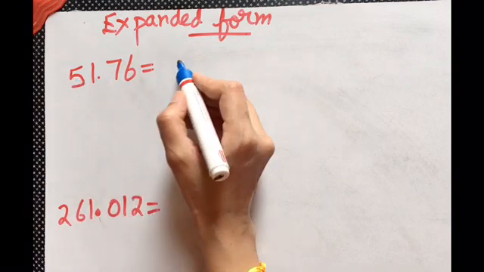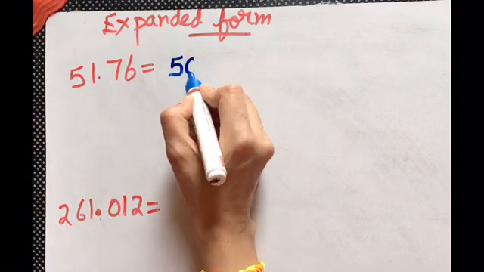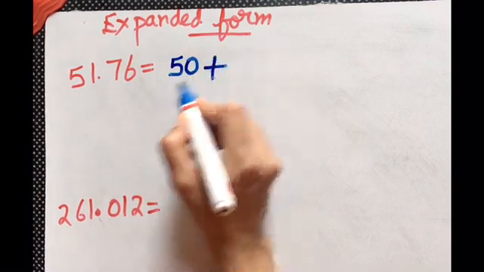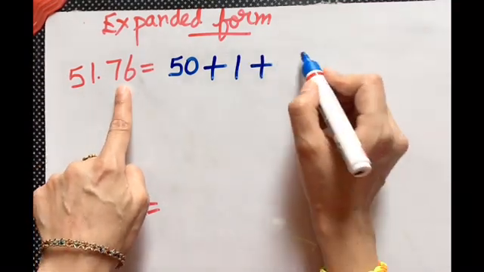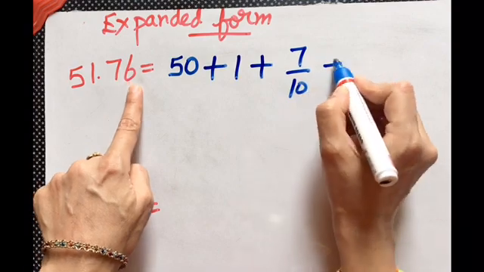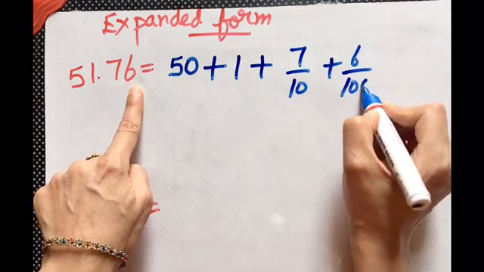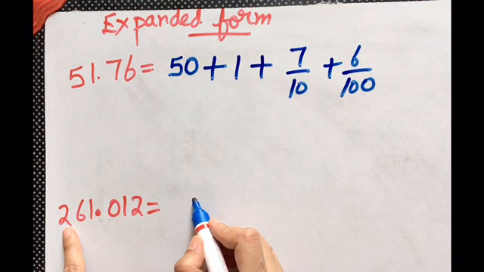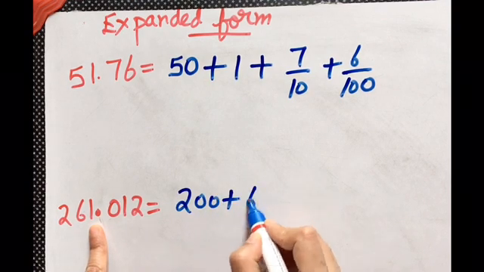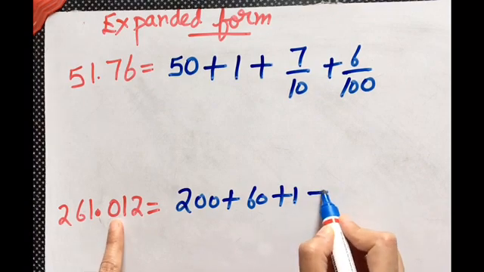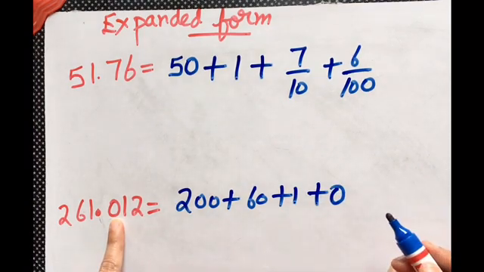Then in expanded form, how are you going to write it? As you know, expanded form is the sum of the place values of all the digits of that number. So it will be 50 plus 1 plus 7 upon 10 plus 6 upon 100. So we are just adding the place values of all the digits of this number.